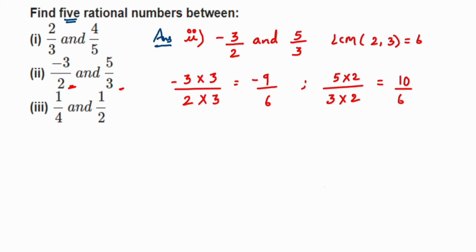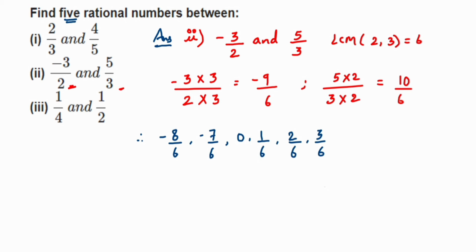Just take 5 numbers from there. So I'll just start with minus 8. So minus 8 upon 6. Then I'll just take randomly 5 numbers. Minus 7 upon 6. We can also write down 0 upon 6. Even 0 is also there. So 0. And then we have 1 upon 6. And then 2 upon 6. And then I'm taking 3 upon 6. But make sure that they're lying between minus 9 to 10. Between that. So these are the 5 rational numbers.